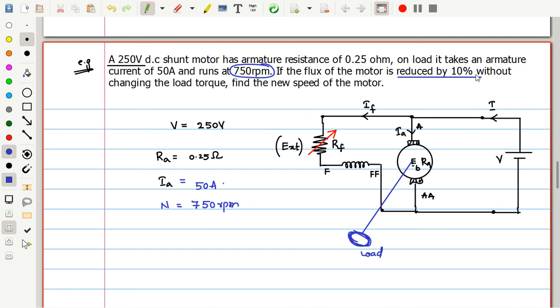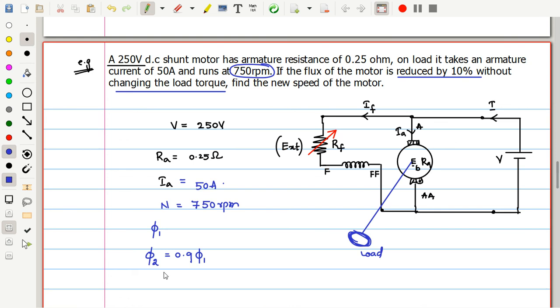The flux of the motor is reduced. See what we are saying? We are weakening the flux of the motor, thereby we can increase the speed. This is the field flux control method. So the flux of the machine is reduced by 10 percentage. What does it mean? Let us say the initial flux is phi 1. The new flux, since I am reducing 10 percentage, 90 percentage is left out. So 0.9 into phi 1 is the new flux. You should understand this very carefully. There is no change in the load torque. Find the new speed of the motor.